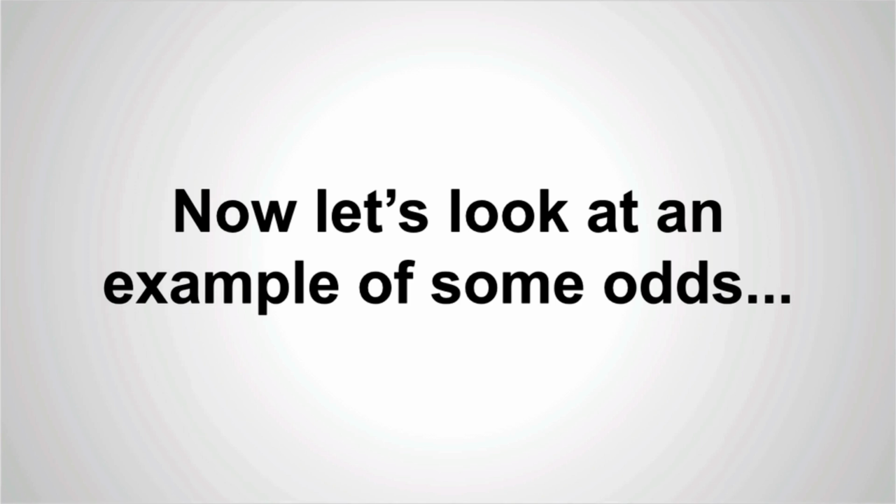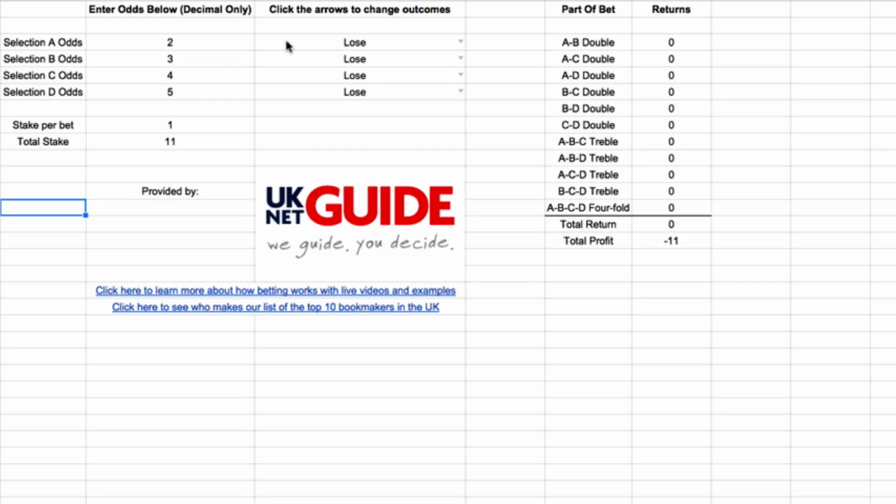Now let's look at an example of some odds. So this is a calculator that will show us the returns on a Yankee bet for any given combination of outcomes. In this example, I've selected decimal odds of 2, 3, 4 and 5. These are the equivalent to evens, 2 to 1, 3 to 1 and 4 to 1 in fractional odds. I've also entered a £1 stake, although remember that there are 11 elements to this bet, which means my total stake is £11.